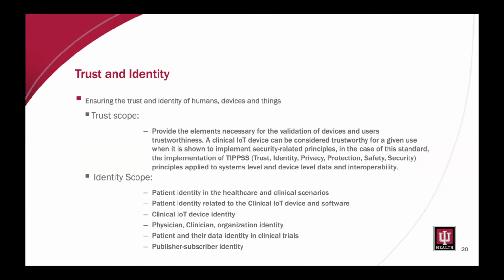So the mantra of our trust and identity group is to ensure the trust and identity of humans, devices, and things. And I'm not going to sit here and read the rest of the slide for you. However, we are very concerned about patient, device, physician, clinician identity, and also publisher and subscriber identity. Because one of the other items that we had found is that there's a lot of data interchange that occurs in the process of using devices that isn't verified and validated, and this is our attempt to help make sure we give identity to those.